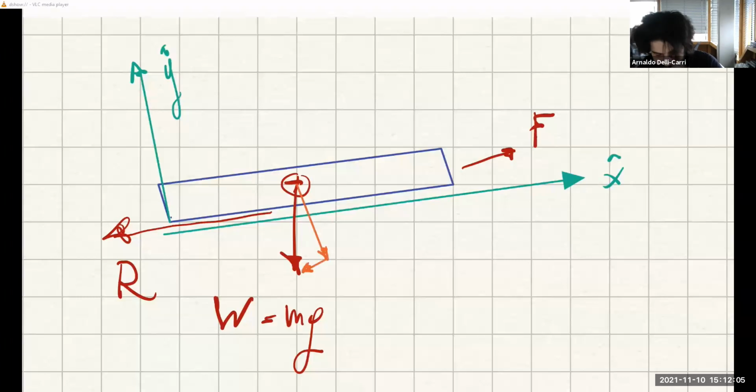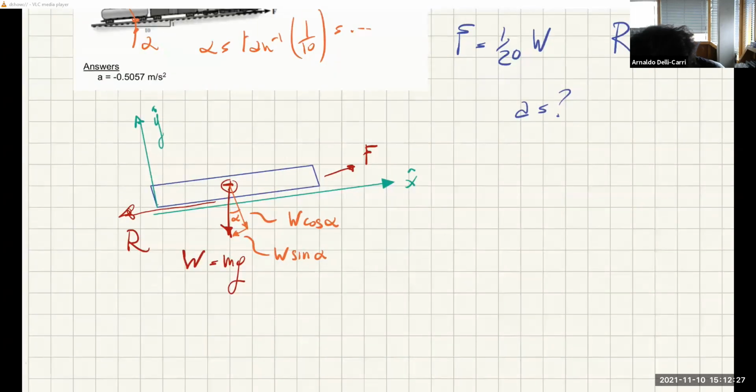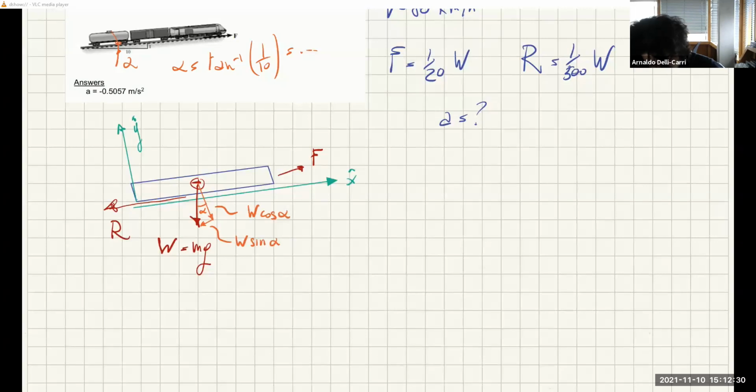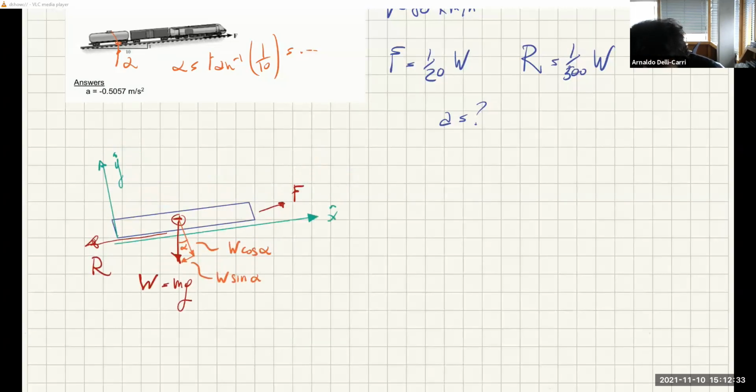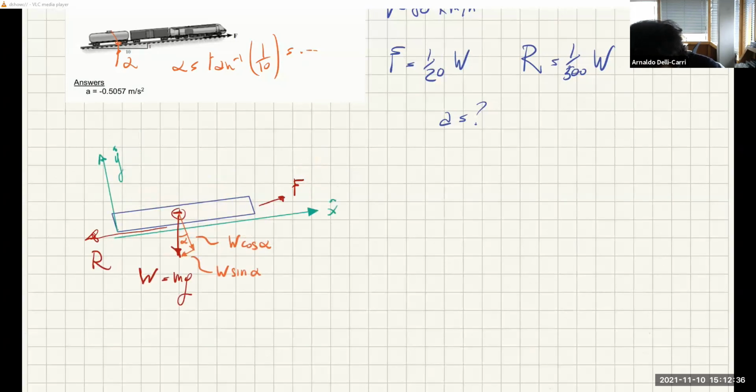This one is W. So this alpha is this angle here. So this part is W cosine of alpha, and this part here is W sine alpha. Okay, you can just write the equations. Remember, this is Newton's second law, sum of forces. So the net force acting on a body is the mass of that body times the acceleration of that body. This is something you must remember.